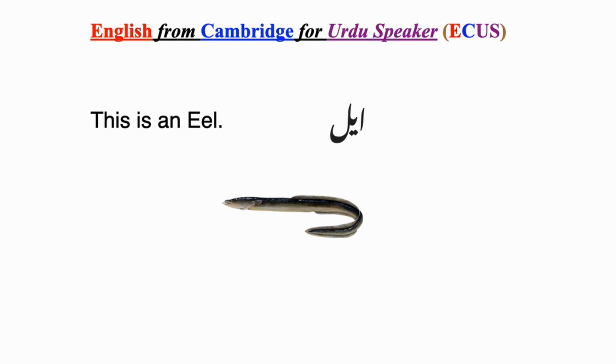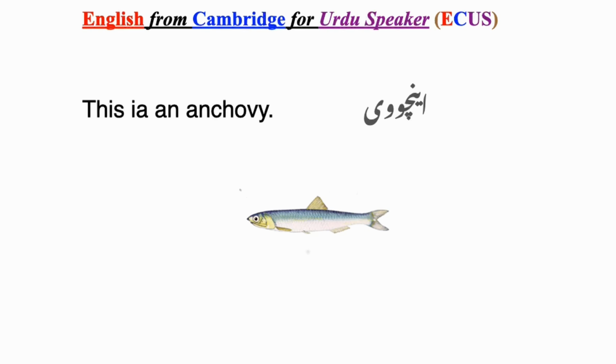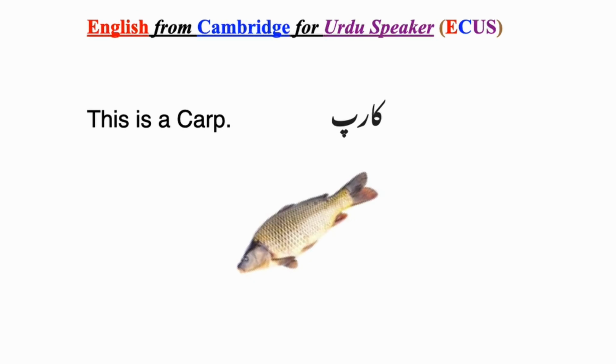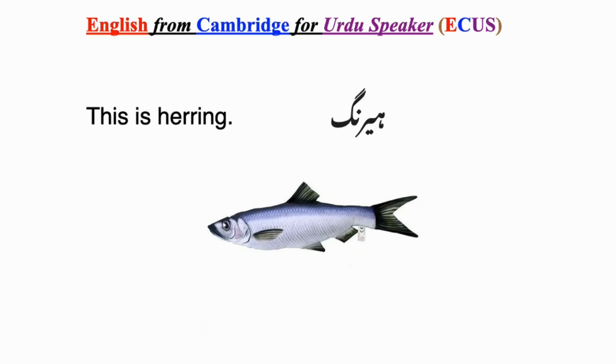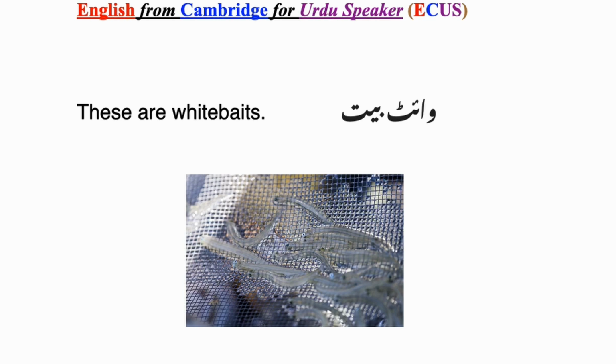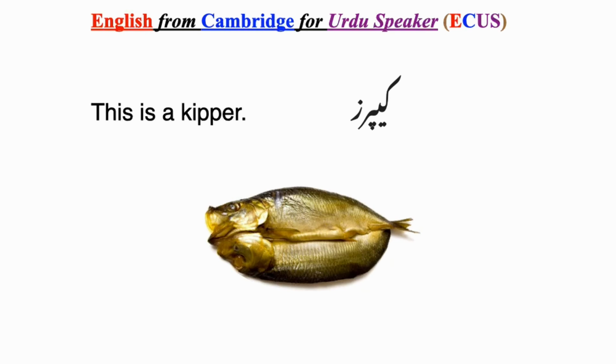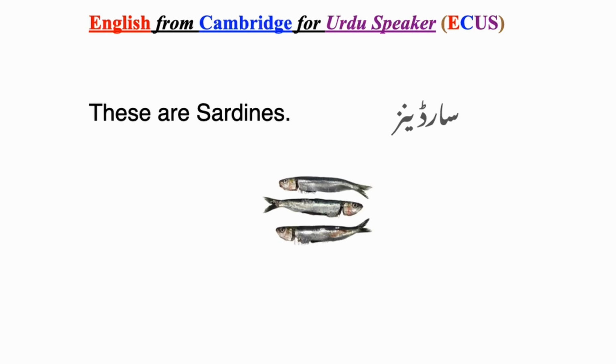This is an eel. This is an anchovy. This is a carp. This is a pilchard. This is a herring. These are whitebait. This is a kipper. These are sardines.